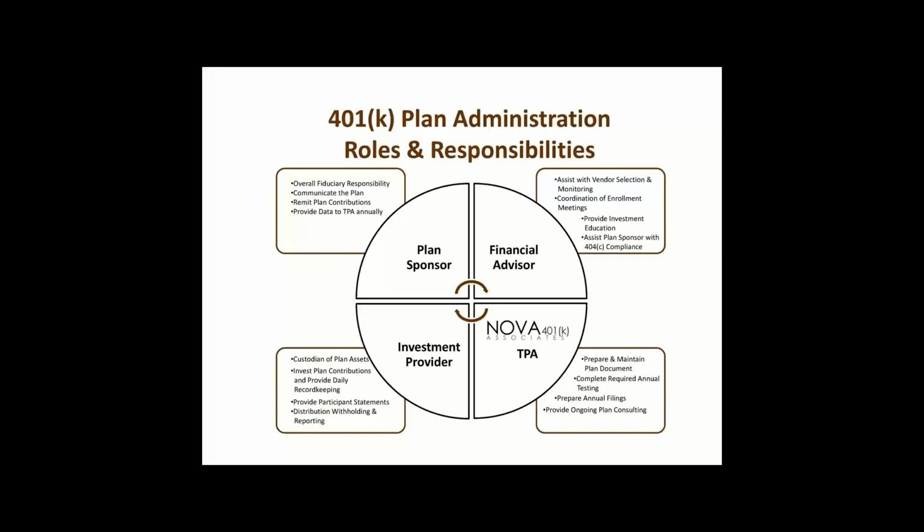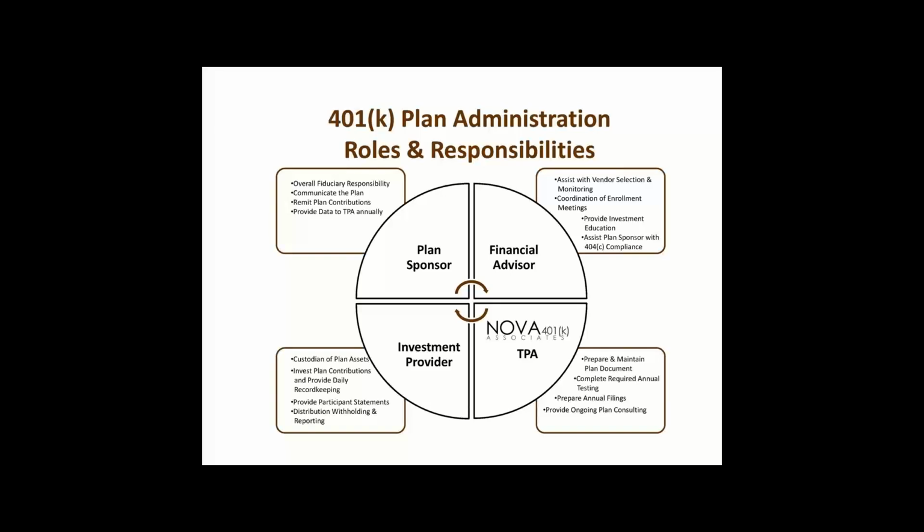So I'd like to start off with this slide just to initially talk about our role in servicing your plans. It is what we call an unbundled role, so we are carved out as being the compliance specialists that prepare and maintain your plan document. We handle all of the preparation of your required IRS testing, your IRS form filing with the Department of Labor, and the ongoing consulting that you need to operate your plan in conformance with the IRS and Department of Labor rules. You guys are the sponsor, right?